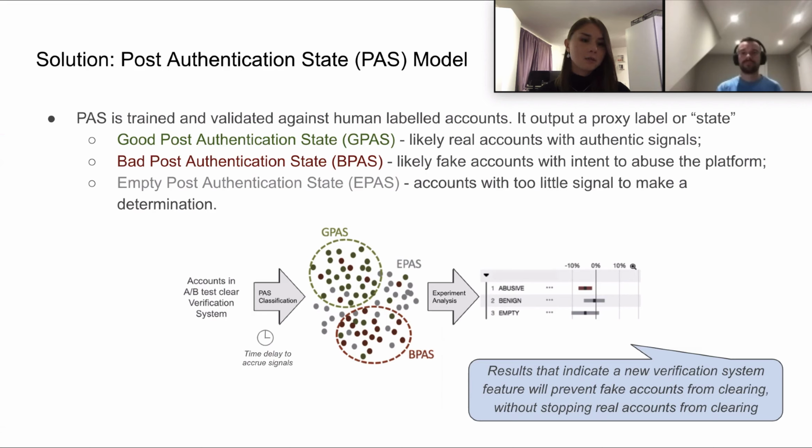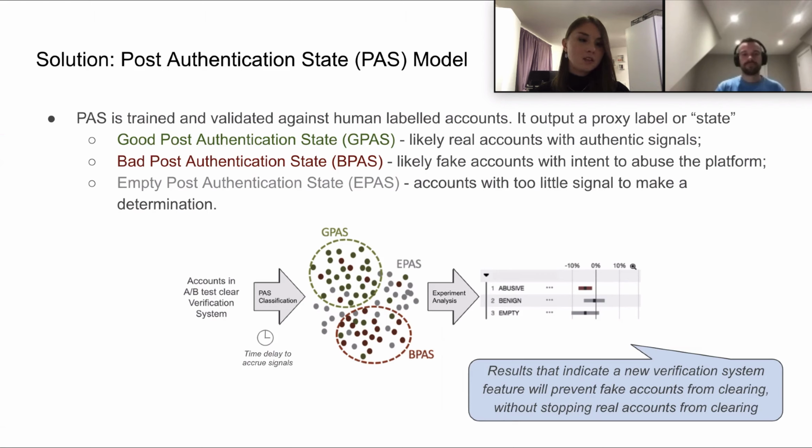The model assigns one of three possible states to the classified account: good post-authentication state, or GPAS, for likely real accounts with authentic signals; bad post-authentication state, or BPAS, for likely fake accounts with the intent to abuse the platform; empty post-authentication state, or EPAS, for accounts with too little signal post-clearing to yet make a determination.